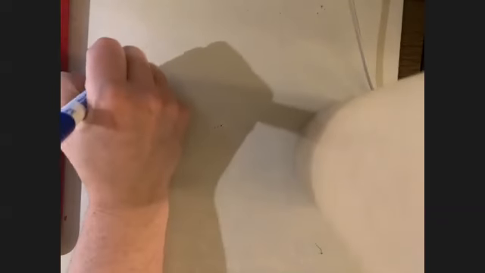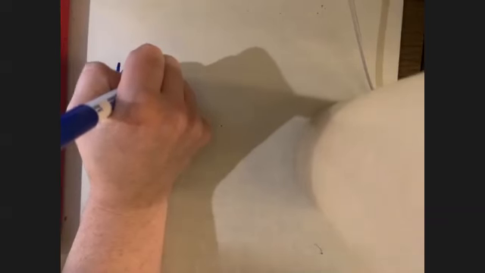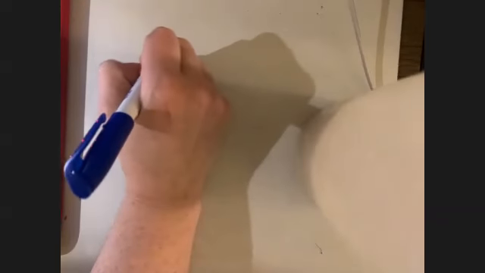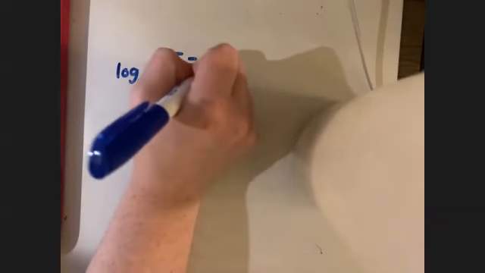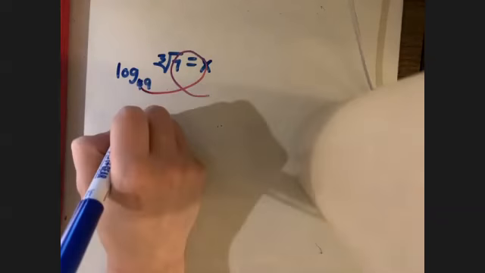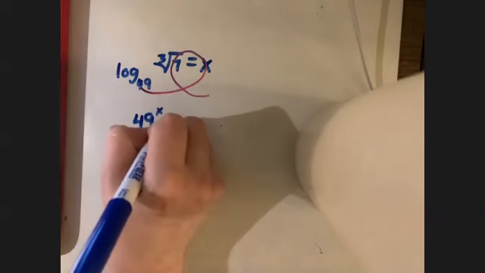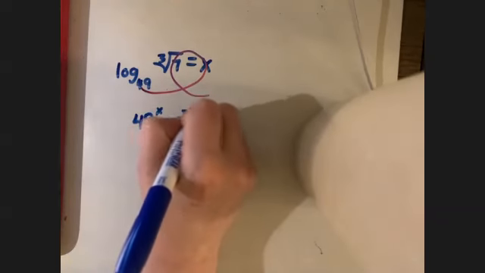So let's take a look at one more. And notice that they have put the x in a couple of different places. In the first one, it was the base. In the second one, it was what we were taking the log of. So for this one, we're going to have log base 49 of the cube root of 7 equals x. And again, we'll loop this out. So we've got 49 to the x equals the cube root of 7.